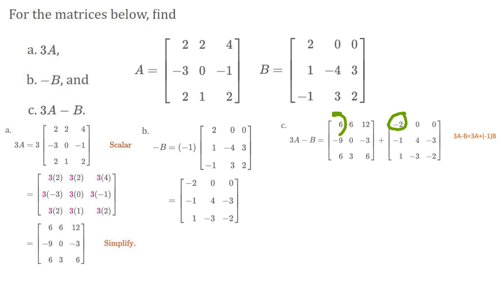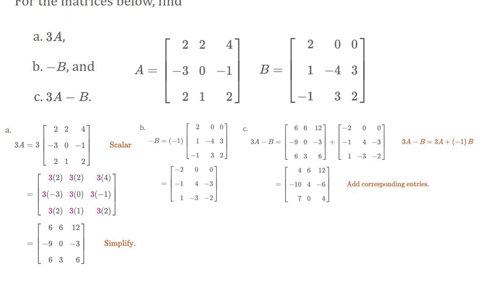And then you go to the next one. So whatever is in here, you add it to this one here. And then the next one and the next one. And you keep going until you're finished. And so we end up with 6 plus -2 is 4.